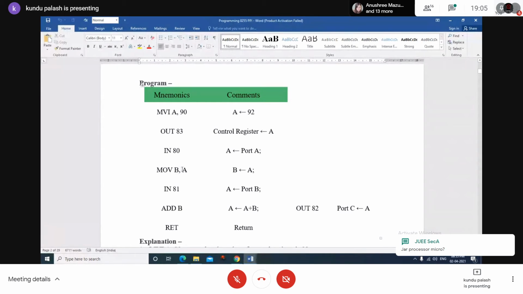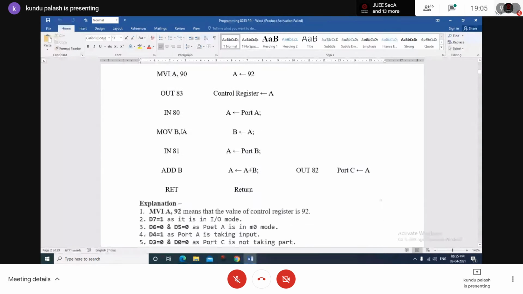These are the comments. Read the content of port B by this instruction. The address of port B is 81, that means port B data register. So already the content of port A has been stored to B. Now the content of port B is moved to the accumulator, the A register.